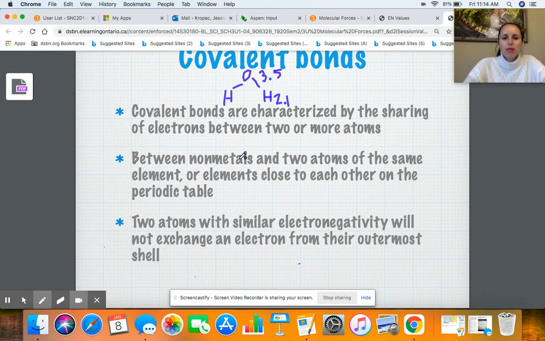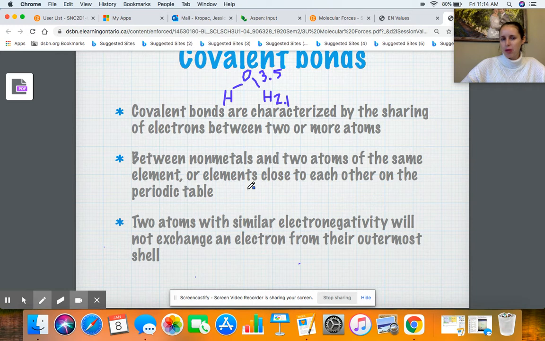It tends to be between nonmetals, two atoms of the same element or elements close to each other on the periodic table. So again, in grade 9 and 10, when you were categorizing covalent bonds, you were just saying if it's nonmetal, it's covalent. Well, let's think about what we know about the periodic table. Elements with similar electronegativities are going to be close to each other on the periodic table. If they have very, very different electronegativities, they're going to be on opposite ends. So elements that are close to each other on the periodic table, those are all nonmetals.